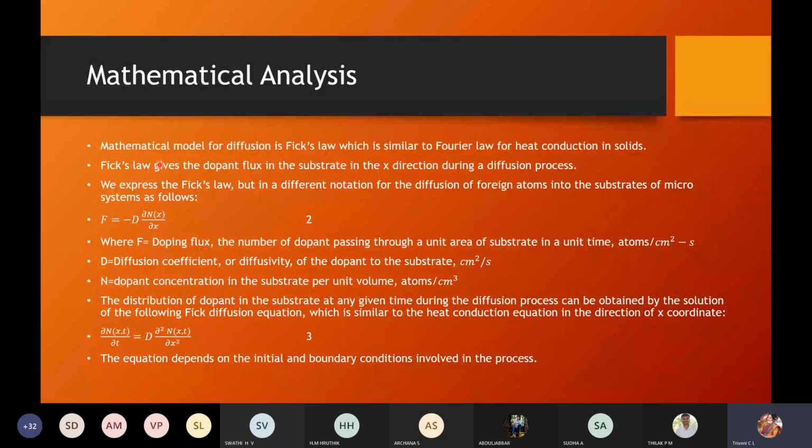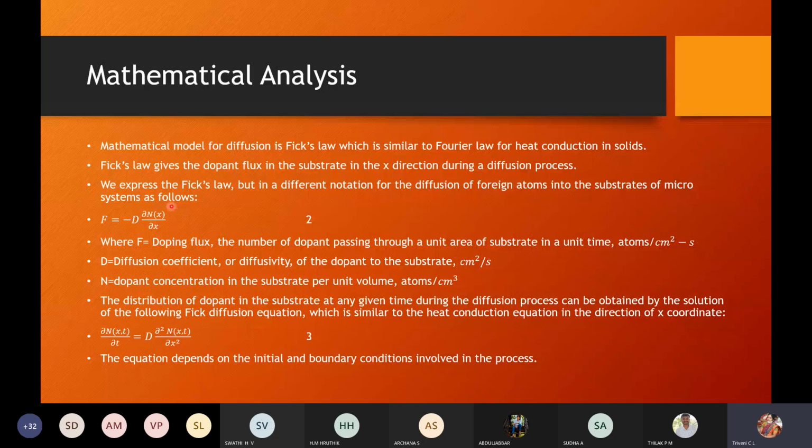So when you use Fick's law, it will give the dopant flux, right? The dopant flux in the substrate moves in the x direction. So in a certain direction only we'll be able to move it, and that one is given by the x direction. In the x direction only, the diffusion process will take place when you apply Fick's law.